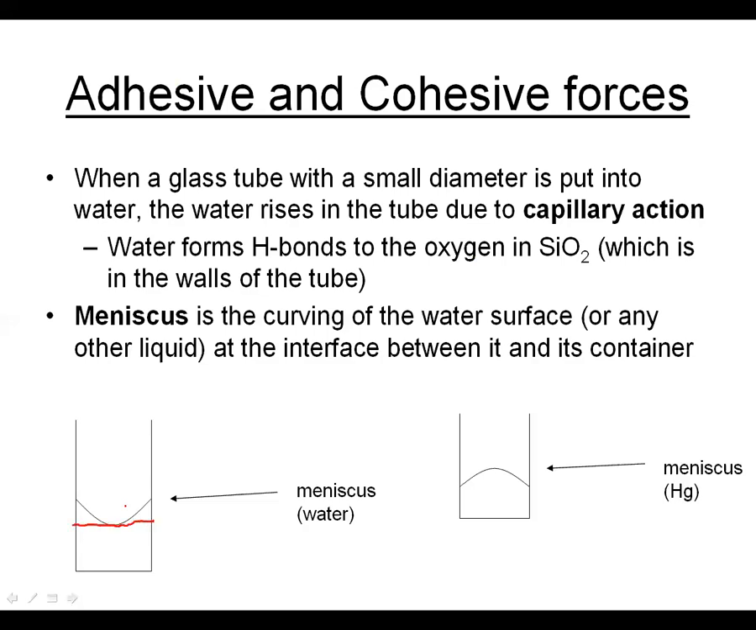And when a glass tube with a small diameter is put into water, the water will rise due to capillary action. The water forms hydrogen bonds with the oxygen on the walls of the tube. So if you take a capillary tube, a lot of times sealed at one side and open at the other, and you put that in there, you'll see the liquid getting drawn up into the tube.